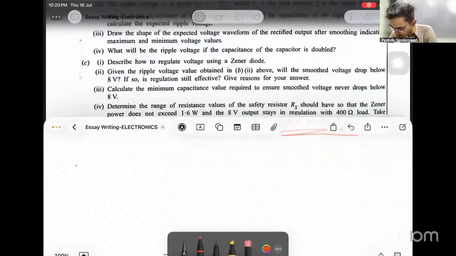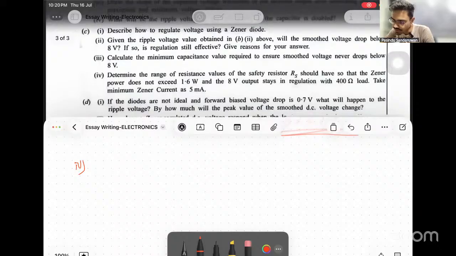Fourth, determine the range of resistance values the safety resistor Rs should have so that the Zener power does not exceed 1.6 watts and the 8 volt output stays in regulation with a 400 ohm load. Take the minimum Zener current as 5 milliamperes.